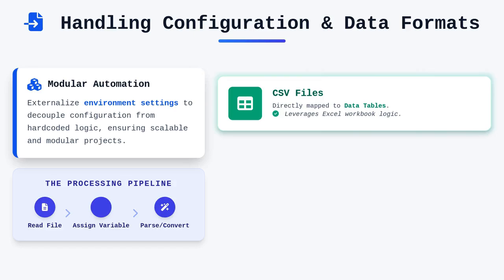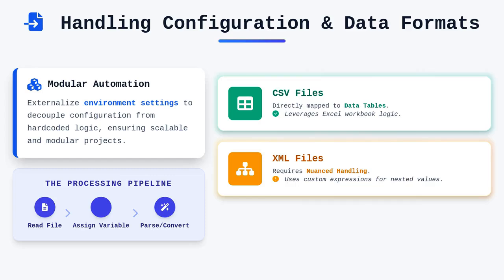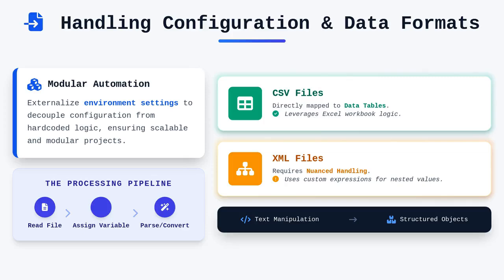CSV files are particularly powerful because they can be read directly into data tables, allowing us to leverage the same logic used for Excel workbooks. XML files require more nuanced handling, often necessitating the use of specialized parsing actions or custom expressions to extract nested values. Building our flows to support these file types increases the modularity of our automation projects significantly.